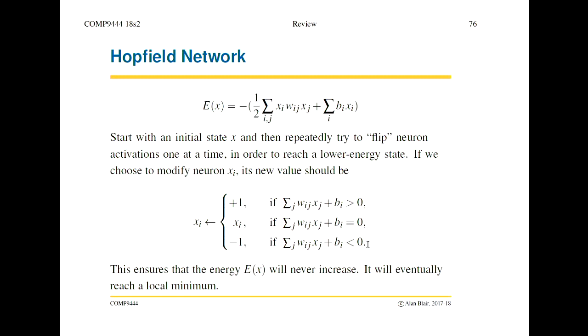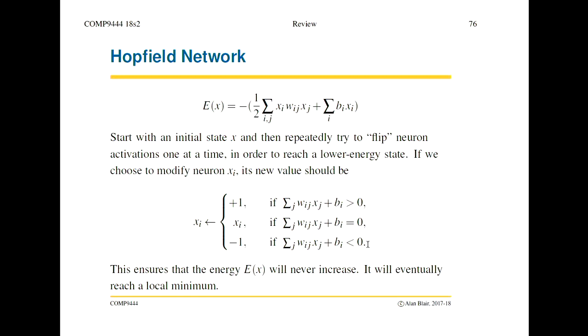So if wij is positive, that tends to make xi and xj have the same value. If wij is negative, it tends to make them have opposite values. If wij is 0, then the network doesn't care whether they're equal or unequal, right? And so the network gets updated according to these equations.